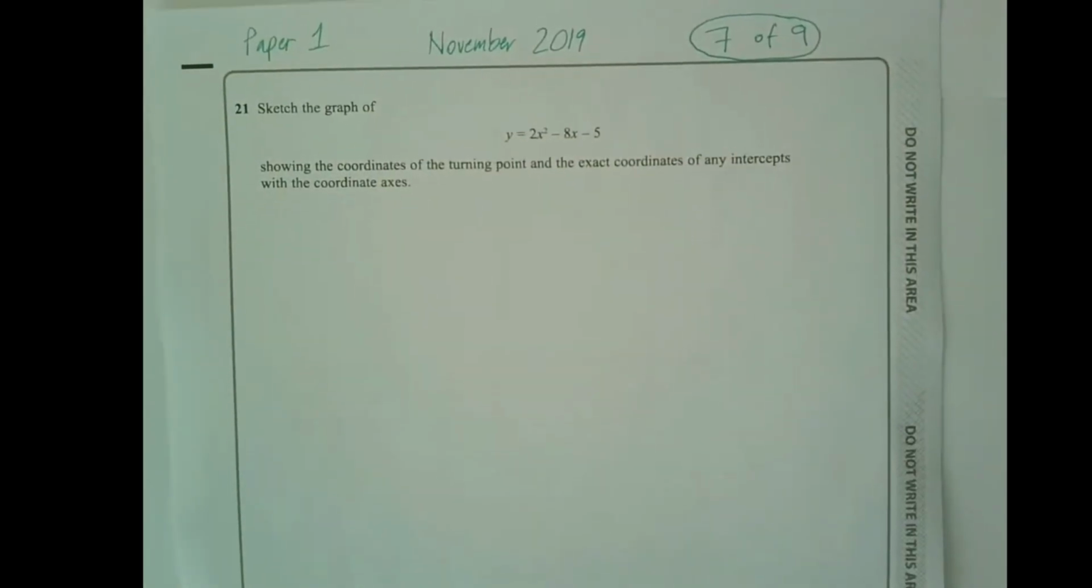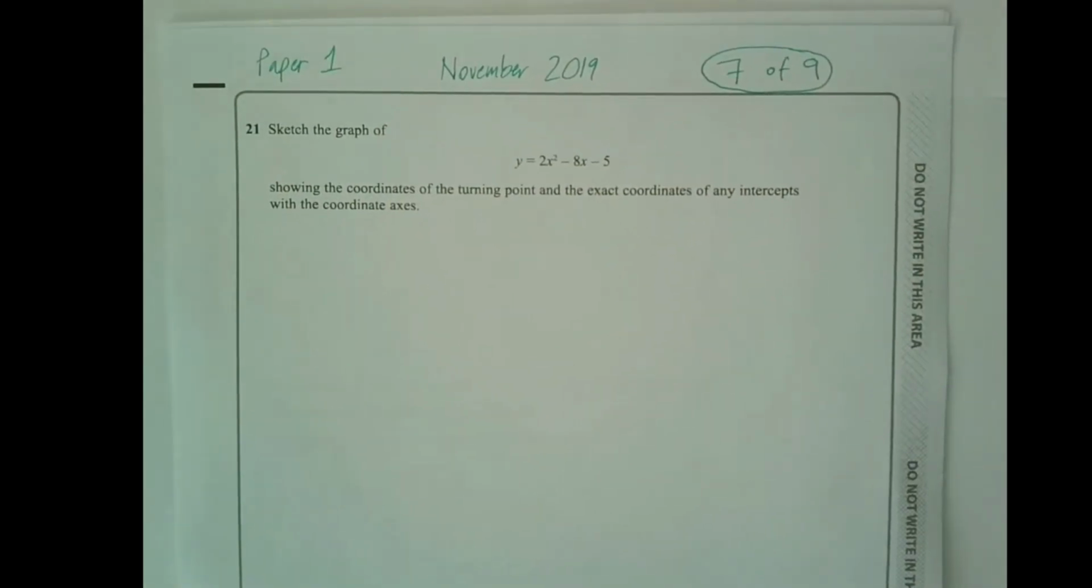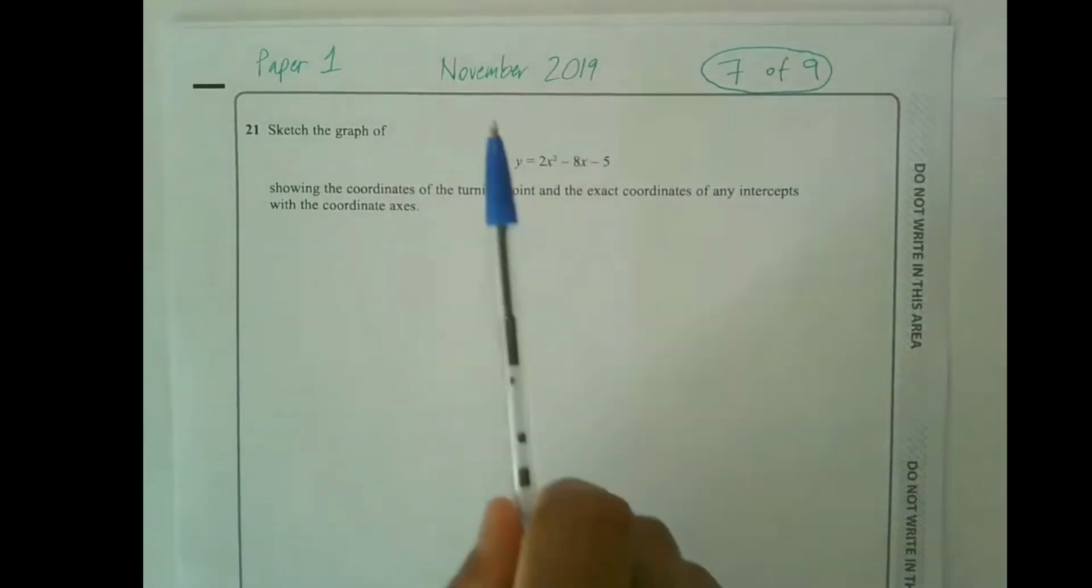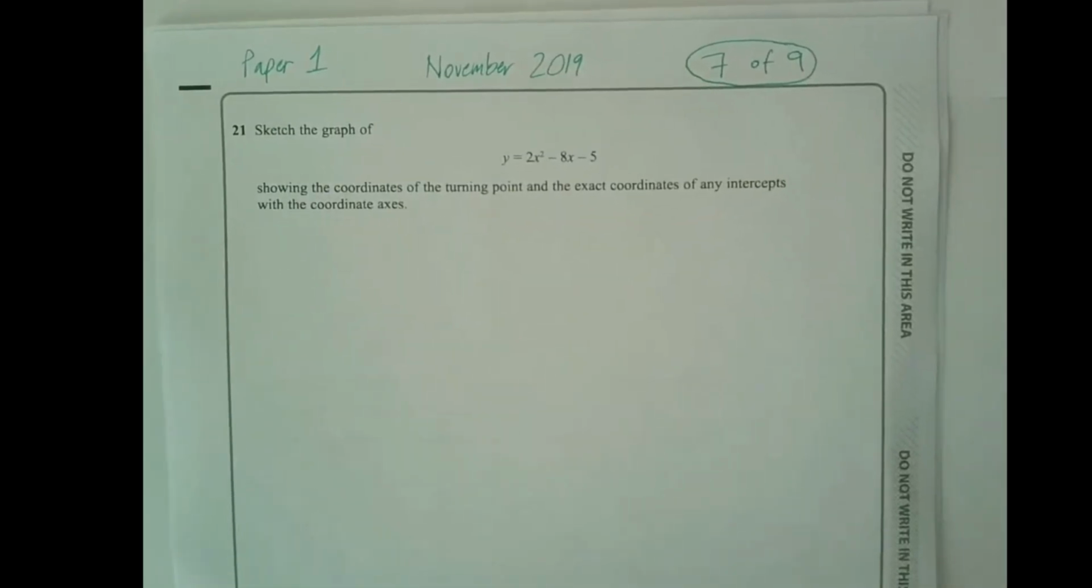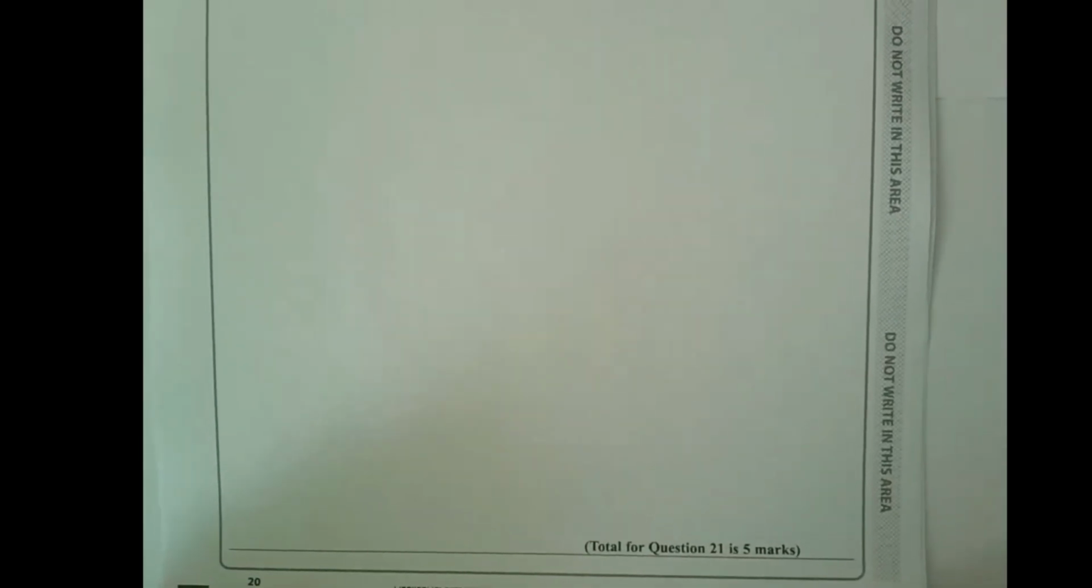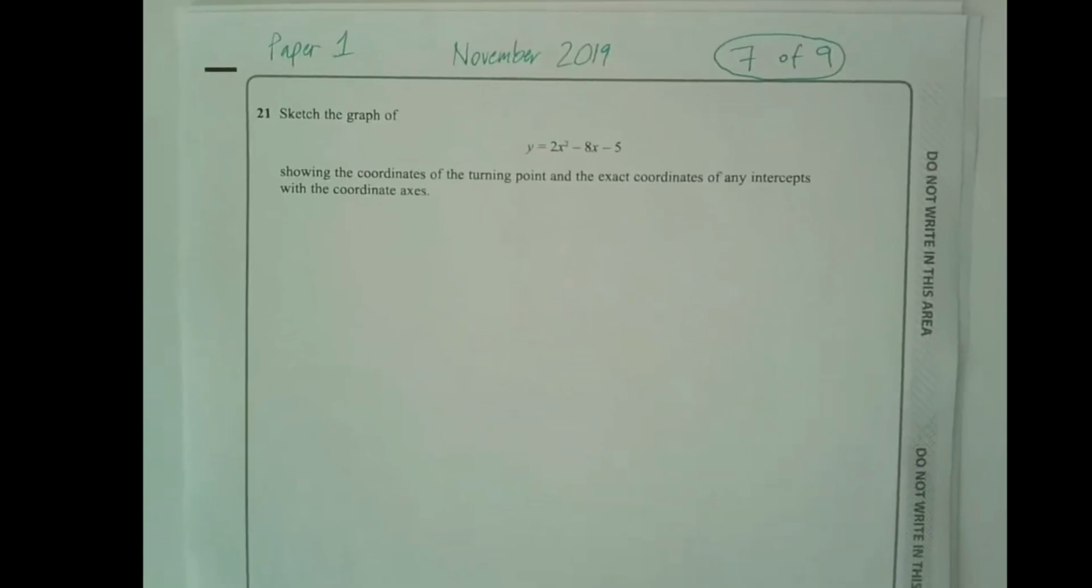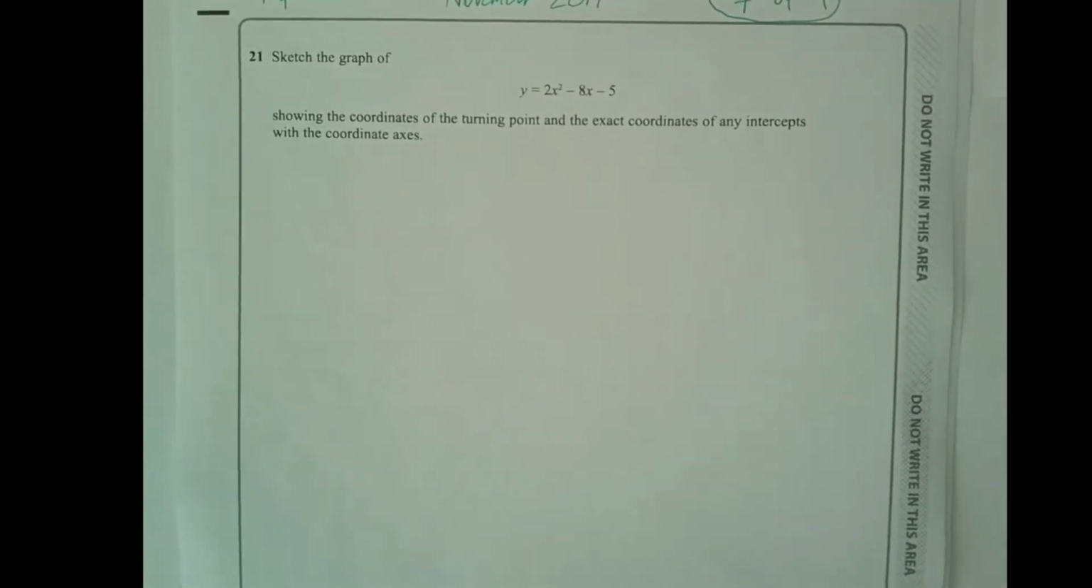Here is the next question. This is question 7 of 9, and this is from November 2019, paper 1. All right, and this question is worth a whopping 5 marks. So 5 marks, quite a lot of marks. So press pause, have a go, and when you are ready, you can press play for the answer.